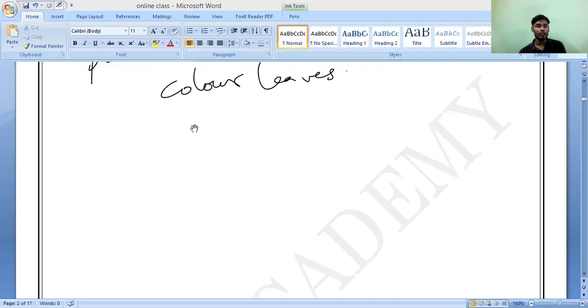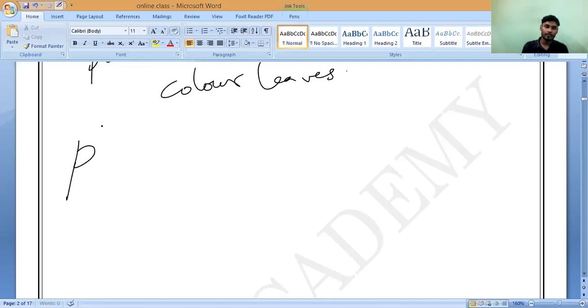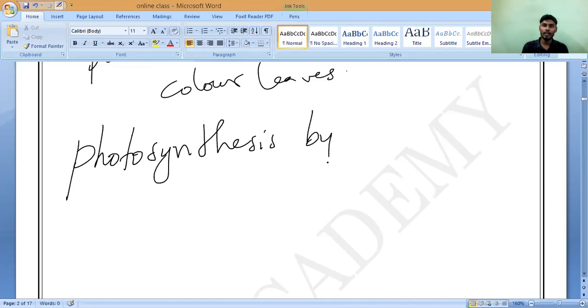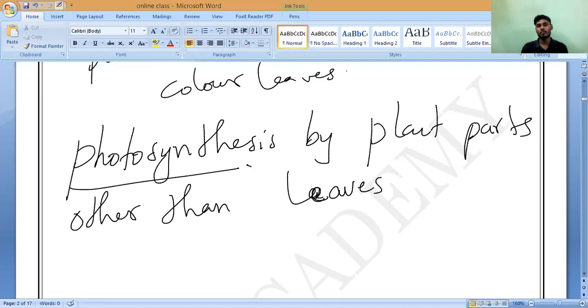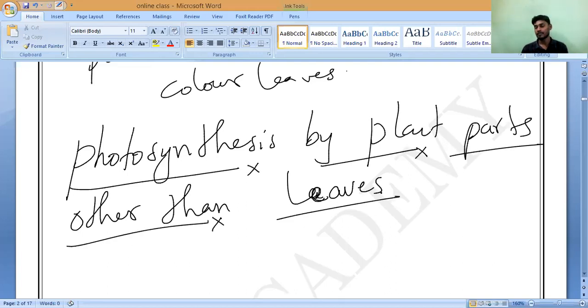So let us see now. Keep the heading, all of you. Photosynthesis by plant parts other than leaves. Do you understand, all of you? Other than leaves.